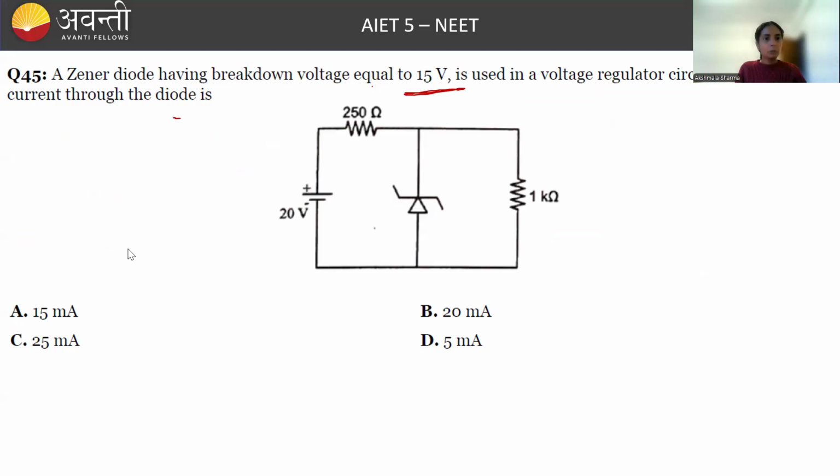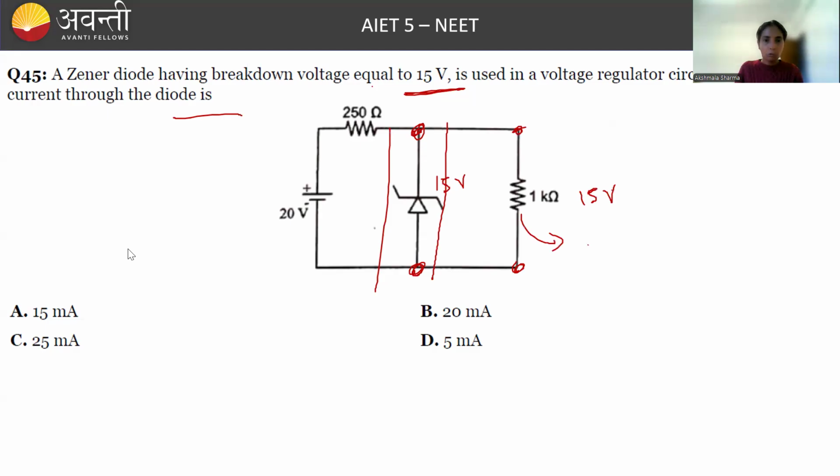Now a Zener diode having breakdown voltage 15 volt is used in a voltage regulator as shown. The current through the diode is? That is what we have to calculate. So this is a Zener diode, and a Zener diode is a voltage regulator across which voltage remains constant. Here, this constant value is 15 volt. So along this, potential difference is 15 volt, and along this also, potential difference will be maintained as 15 volt.